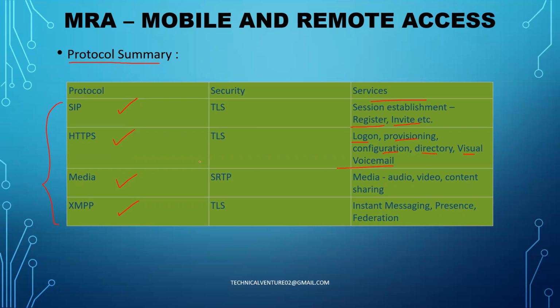Then we have the media. Media is the audio, video, and content sharing. Then we have the XMPP protocol, which is mainly used for instant messaging, presence, and federation. The security for SIP, HTTP, and XMPP would be TLS. And for media, it would be secure RTP, because media is traveling between the endpoints. So the security would be secure RTP, secure Real-time Transport Protocol, right?